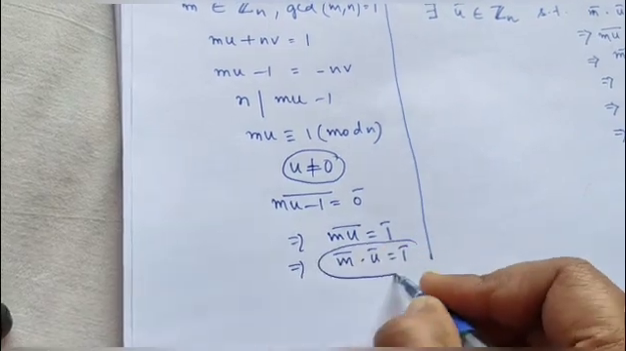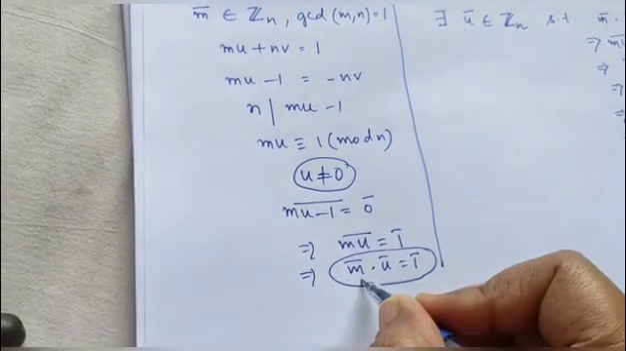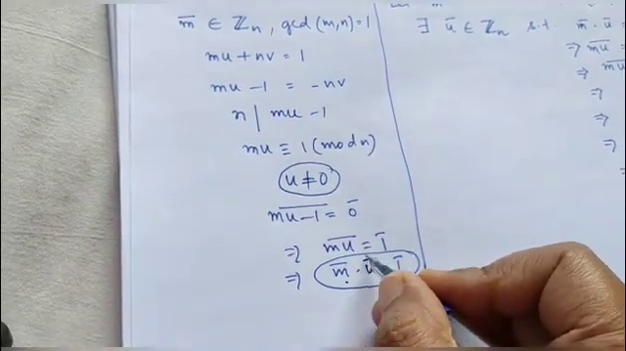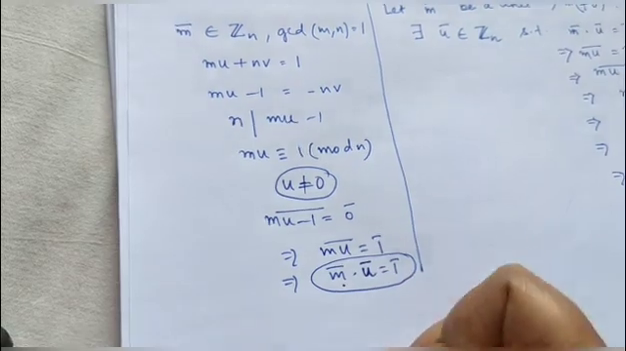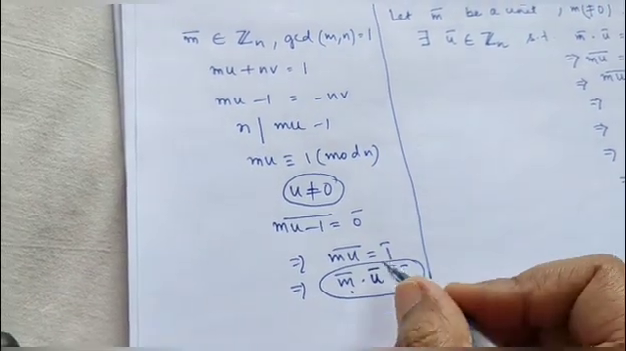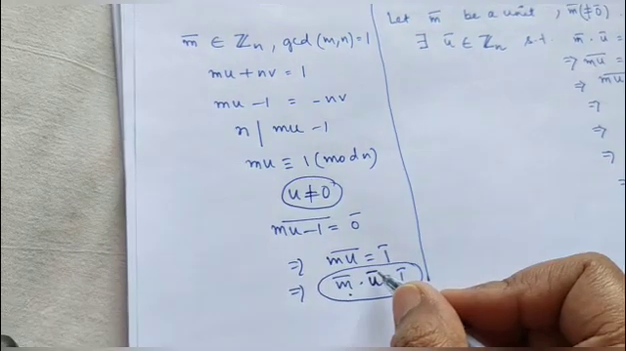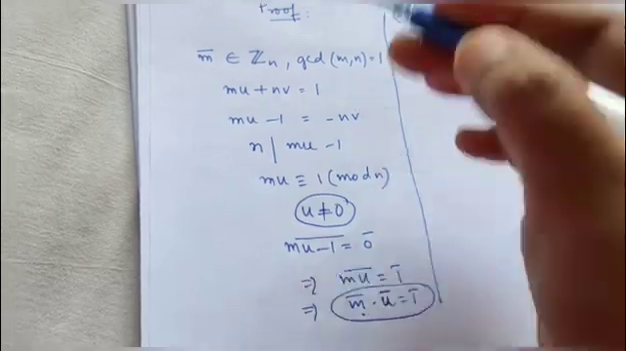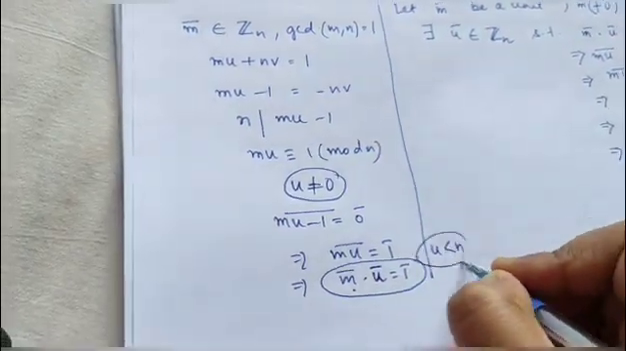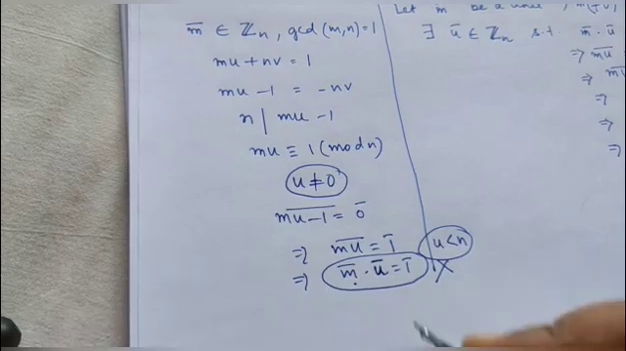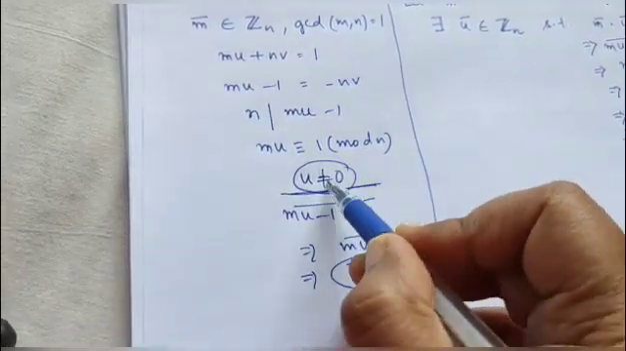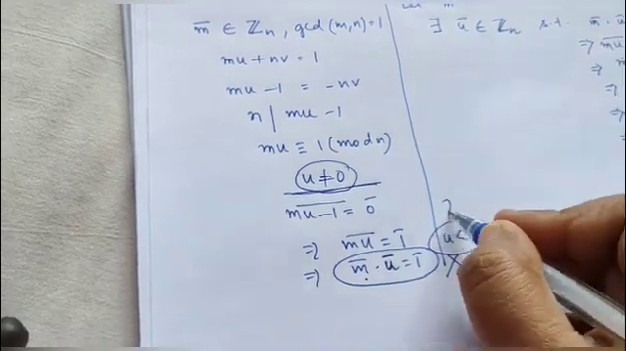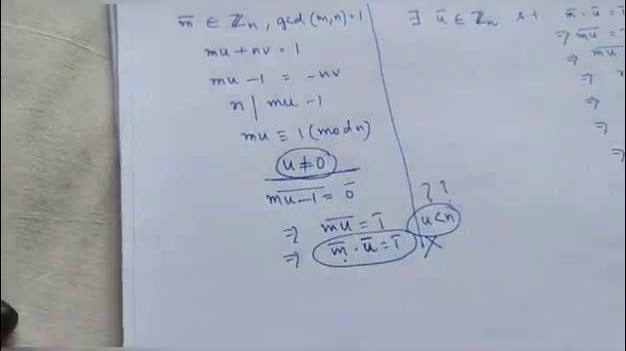But here I cannot say m is a unit. Why can I not say m is a unit? Because in this u class, I do not know whether I can write it as a class. If it has to be written as a class, then its members should be present in Zn. U should belong to Zn. So if u belongs to Zn, I have to prove that u is less than n. Otherwise u cannot belong to Zn. I have only proved up to here that u is non-zero, but I haven't proved that u must be less than n. So this is still in question.